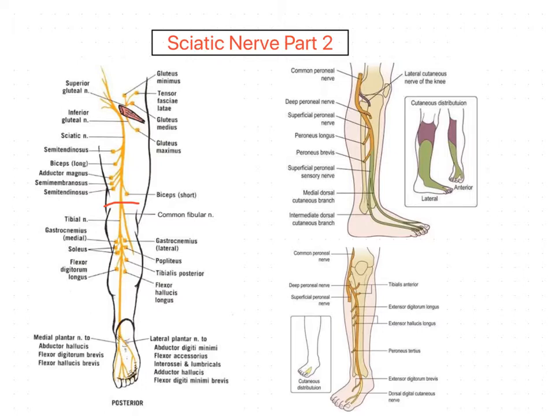In the back of the thigh, it gives branches to the hamstring muscles and also to the adductor magnus, the hamstring part of adductor magnus. And the terminal branches are the tibial nerve and the common peroneal nerve. Now we will see the tibial nerve.